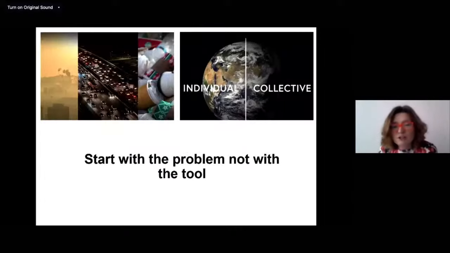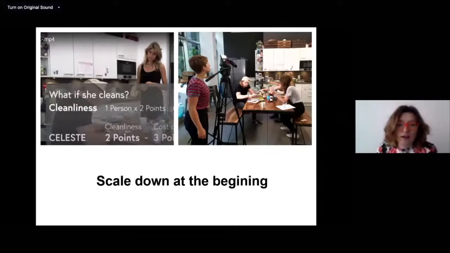First, we want to always start with the problem, not with the tool. So we don't start by introducing game theory. We start by introducing a problem, for example, air pollution. Or we start by saying, okay, you use plastic bags. Have you ever thought about plastic pollution? It is a problem that is known to the students and can be interesting to them.